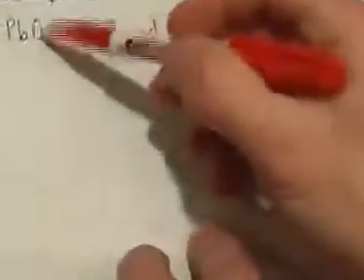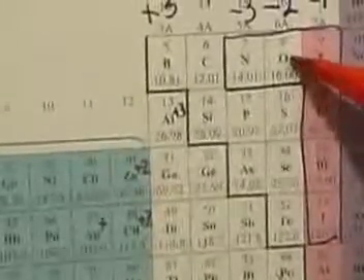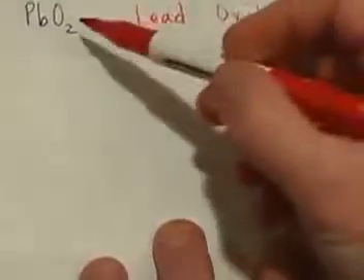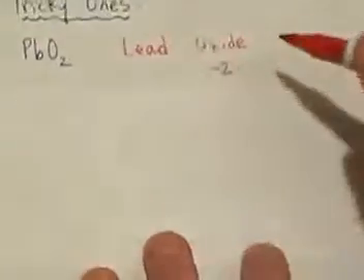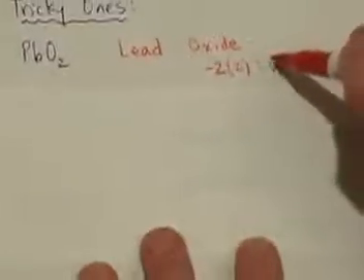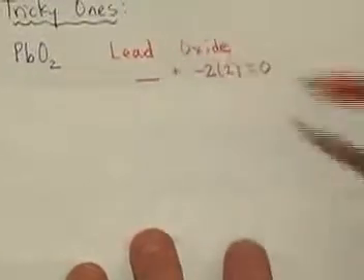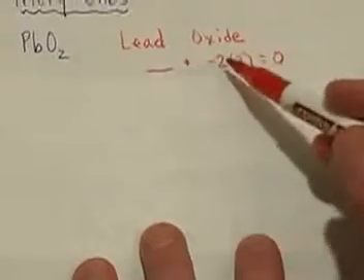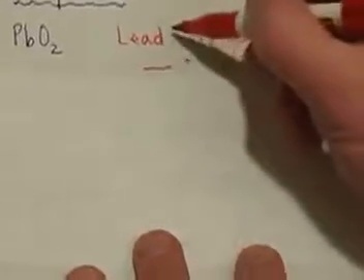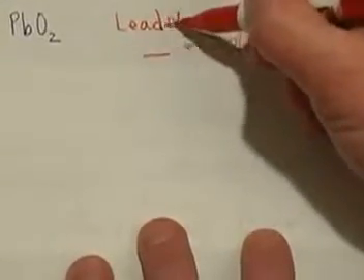Here's why. Oxygen, we can look on the periodic table and find that it's in group 16. Group 16 oxygen has a -2 charge, always. So oxide is -2. There happen to be 2 of them right here, so I have to multiply this by 2. I know it has to add up to equal 0, and what must lead's charge be? Something plus -4 is equal to 0. Lead's got to be +4, so I have to write IV in there.